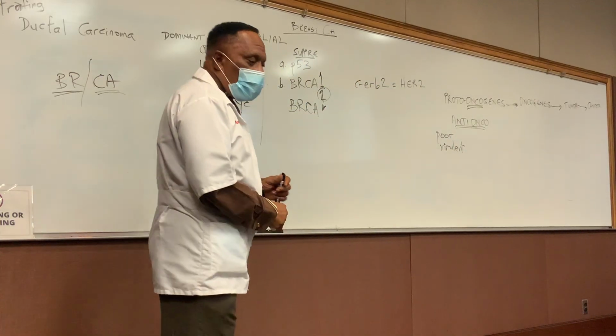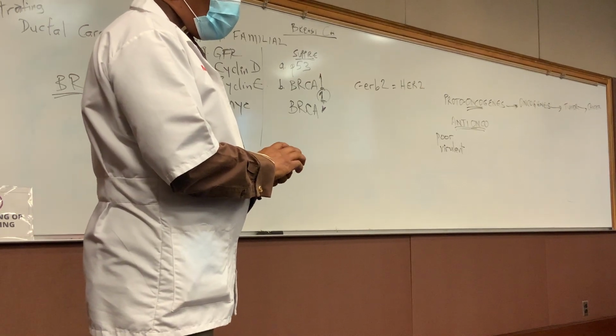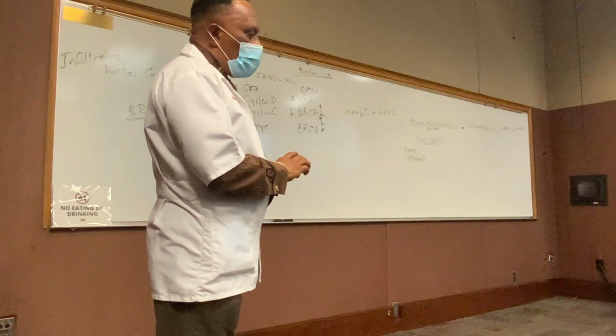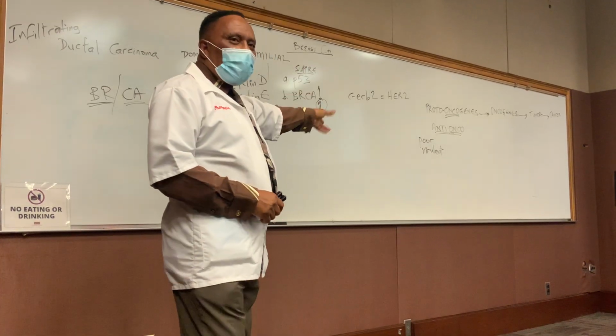So are these suppressor genes, P53 and BRCA, are they pro-oncogenes or anti-oncogenes? They are suppressor genes, that is, they are anti-oncogenes.